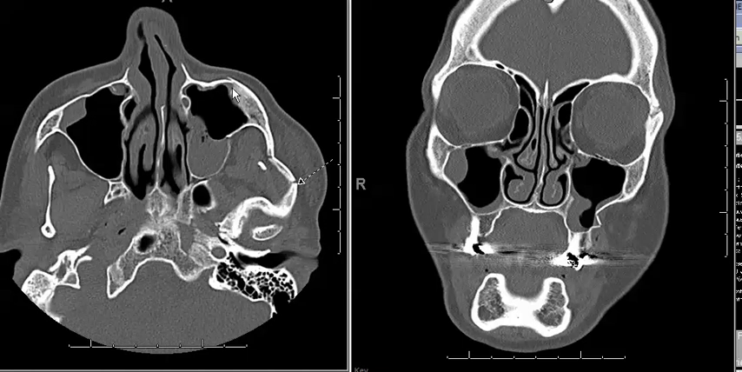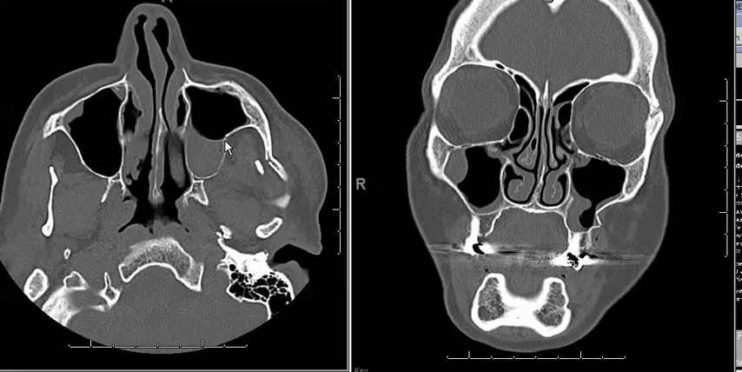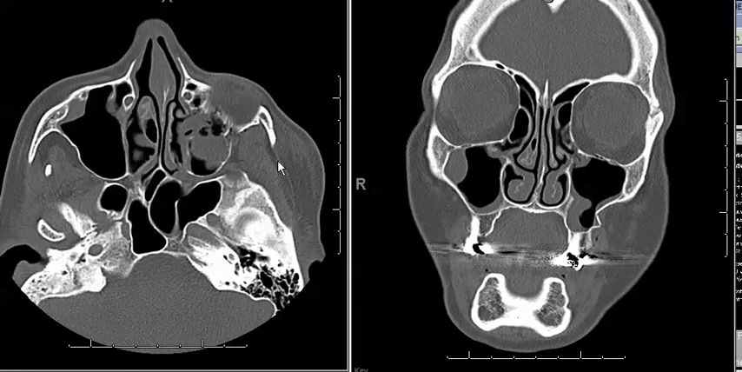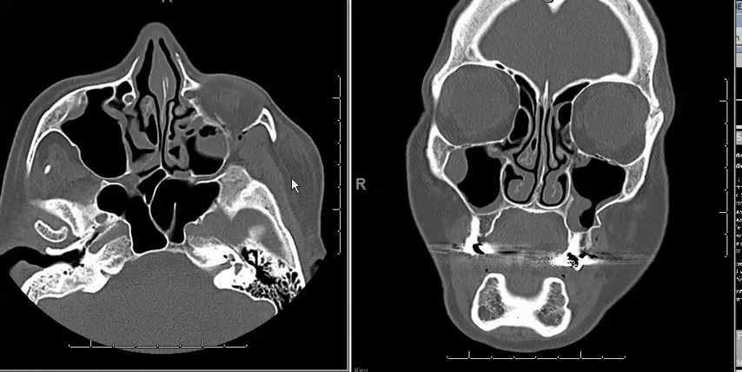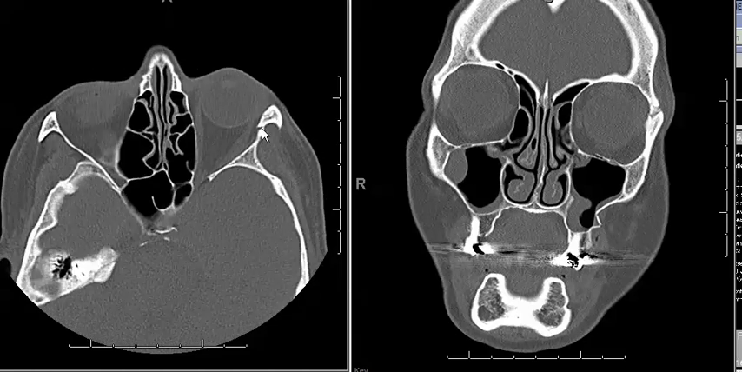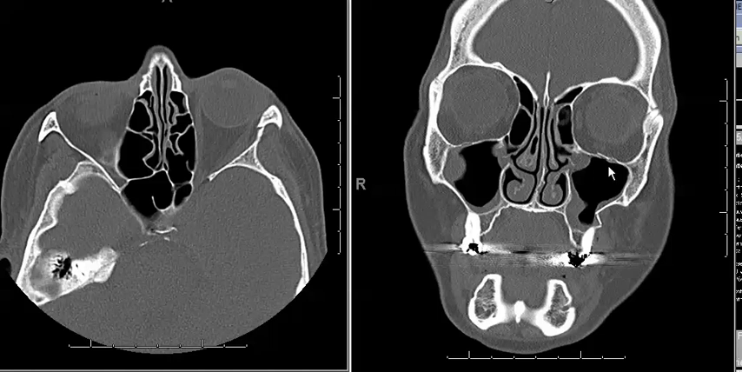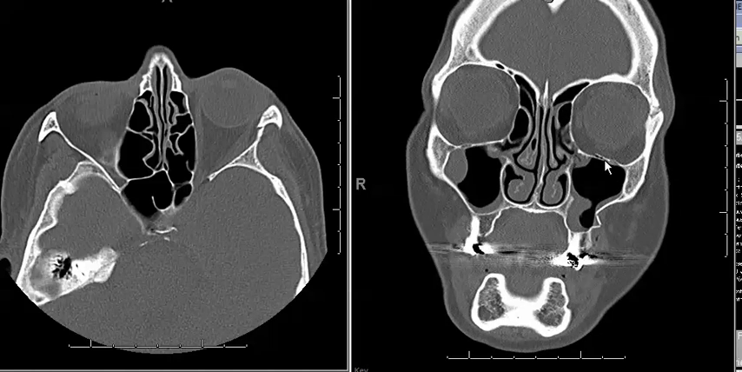There's a fracture of the anterior wall of the maxillary sinus. There's a fracture of the lateral wall of the maxillary sinus. There's a fracture of the zygomatic arch here. There's a fracture of the lateral wall of the orbit on the left side. And looking at the coronal, we have a fracture of the inferior orbital wall here.